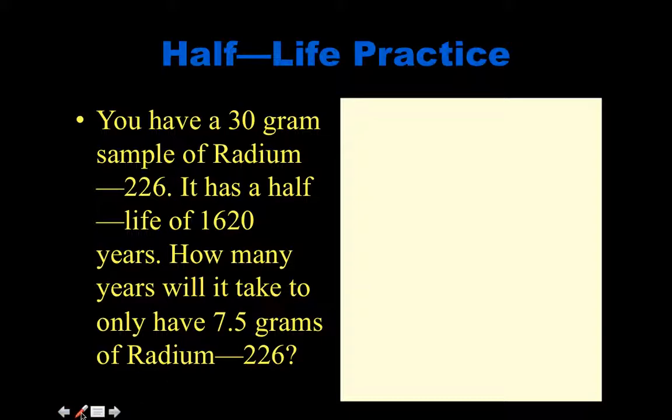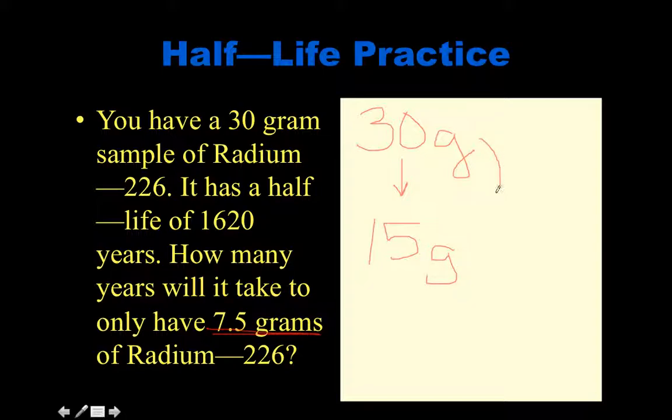How many years will it take to only have 7.5 grams? So, let's start here. Let me show you my little shortcut. What I do is, first of all, I'm going to put 30 grams of that substance. So we want to know how many grams to get to 7.5. So first of all, what I'm going to do is take half of 30. What's half of 30? So 30 divided by 2, I get 15 grams. Okay? So we just start taking half of it.